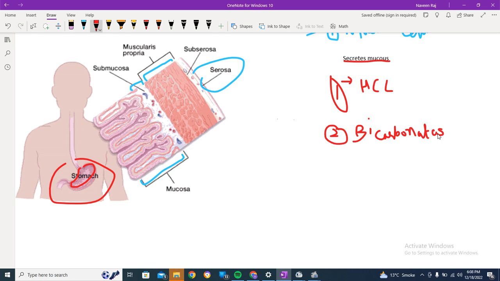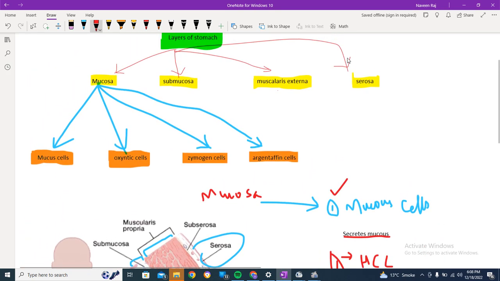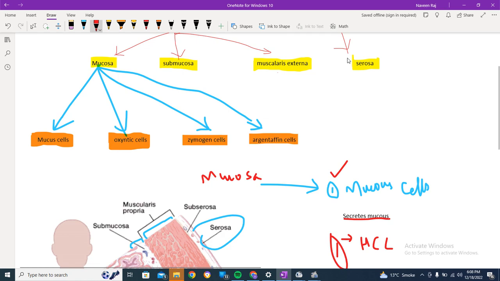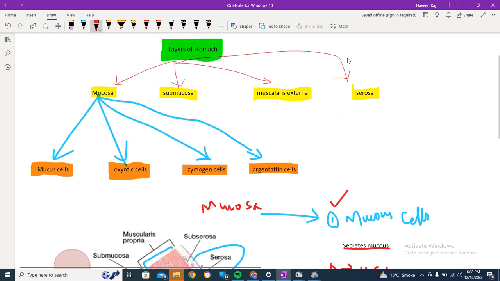So you can say that the mucus cells of the mucosa layer are doing the protection function from the acidic environment. The video is quite long, and I thought I might tell you about the oxyntic cell, but I'm unable to. Hopefully don't panic, this will all get clear. I do hope that you've got it. Just write it up: we have 4 different layers, mucosa, submucosa, muscularis externa, and serosa. And the mucosa is further divided into mucous cells, oxyntic cells or parietal cells, zymogen cells, and argentaffin cells.